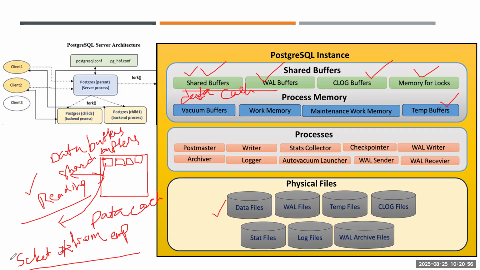For example, I am performing select star from EMP. First, it will go to the data cache, meaning shared buffers. It will verify whether any pages or any data related to this table are available. If yes, get the data. If no, go to the physical files and get the data.